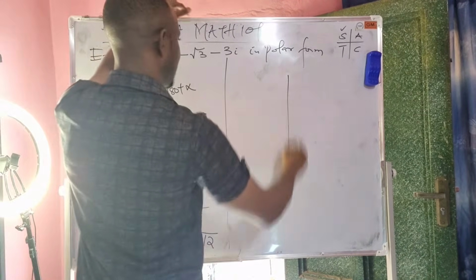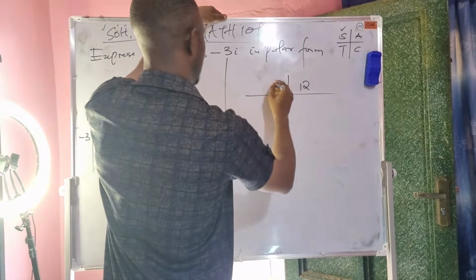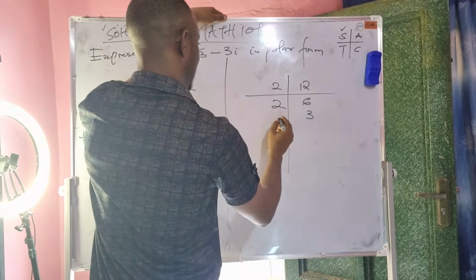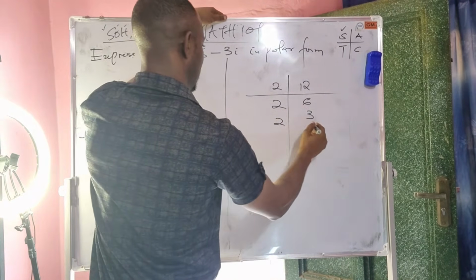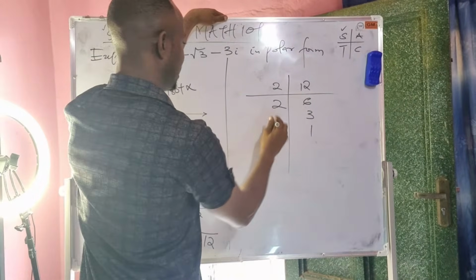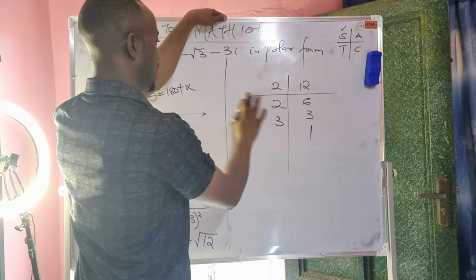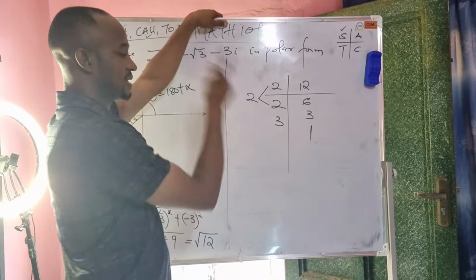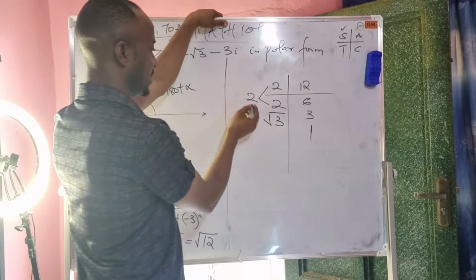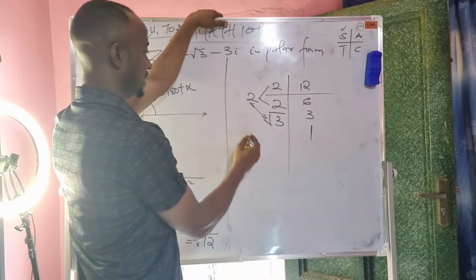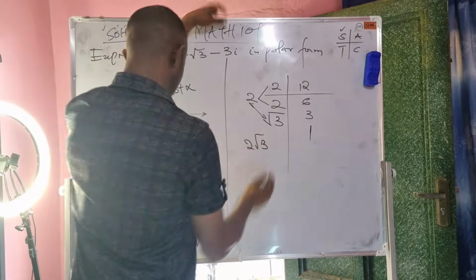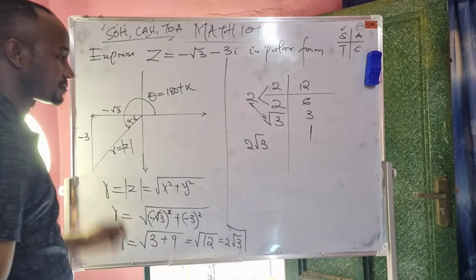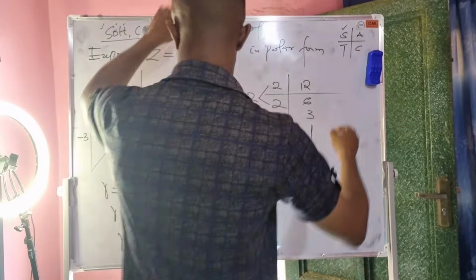Now let's see how we can break this down. If I have 12, 2 can go in 12, we have 6. 2 can go again, we have 3. 3 goes once, we have 1. So we have two 2s, I will take them as one 2. 3 appears just once, I'll put my root on it. So here we have 2 times root 3, that is 2 root 3. That's the value of our r.